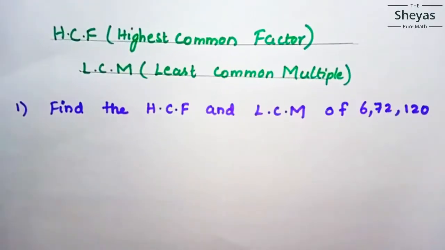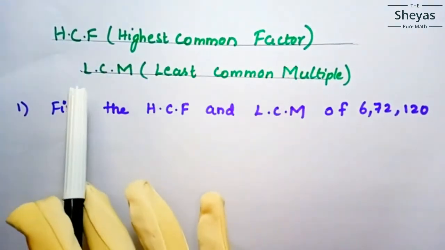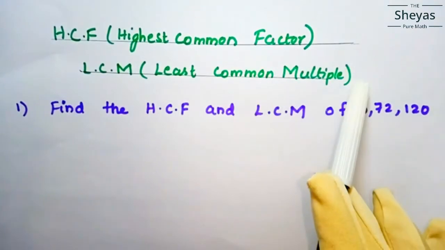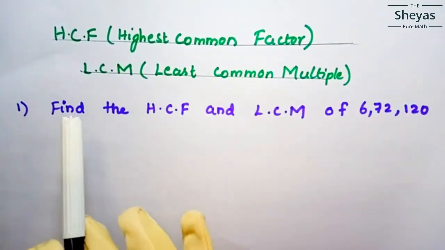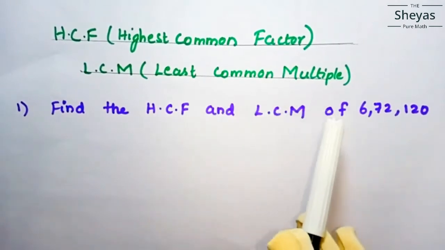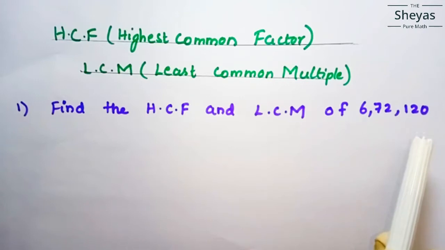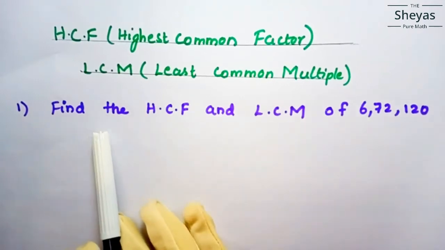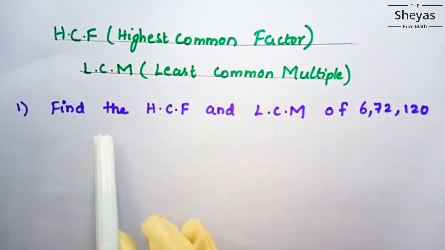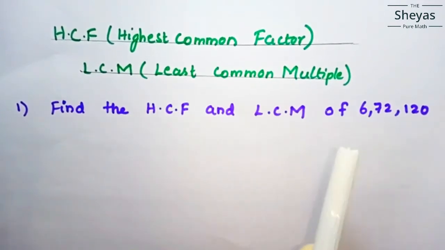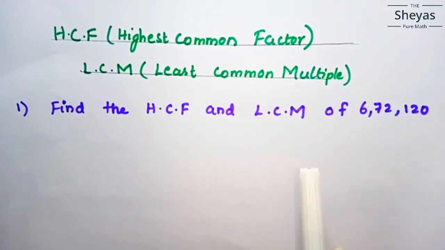Hi friends, today we are going to discuss HCF, highest common factor, and LCM, least common multiple. Let us start doing the problems. Find the HCF and LCM of 6, 72 and 120. In the previous video, we have learned the prime factorization method. Now we are going to do HCF and LCM using the prime factorization method. Let's start.